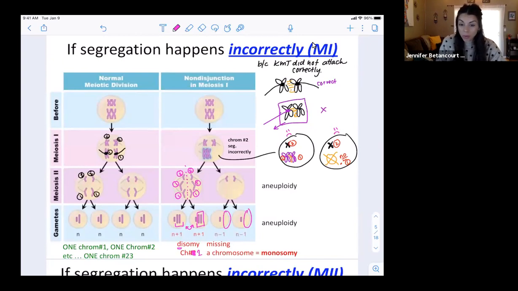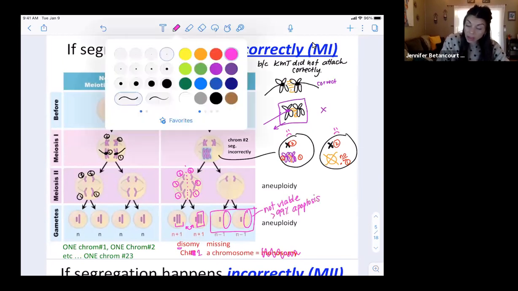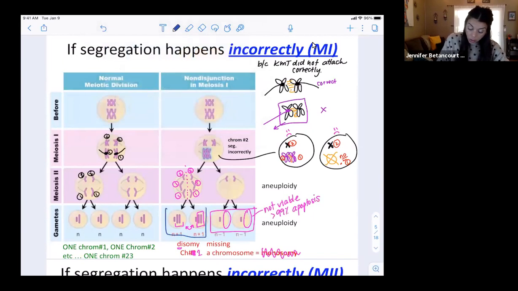We don't have a word for it. It's not monosomy. It's just missing chromosome number 1. These are the gametes that are not viable. If you're missing a total chromosome, most times, we'll say 99% of the time or higher, this will lead to apoptosis. Having extra is not a good thing either. So these are also made incorrectly, but this doesn't always lead to apoptosis.